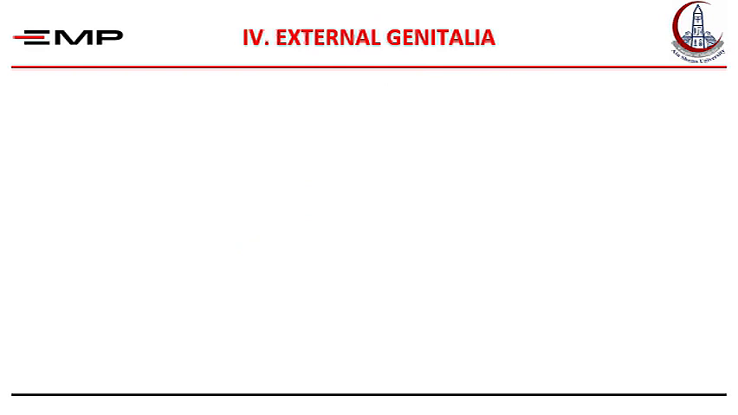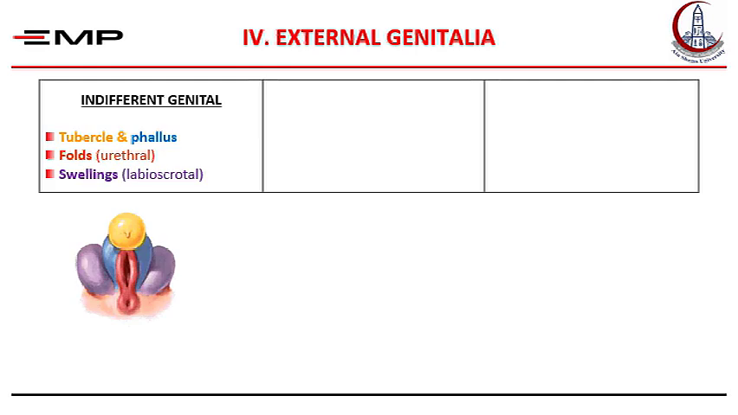Now we will explain the development of external genitalia. In different stages, we have these swellings: what's called the genital tubercle and phallus, the genital folds or urethral folds, and two genital swellings or labioscrotal swellings. So all are called genital. That's the easier way to remember them: genital tubercle, genital folds, genital swellings.